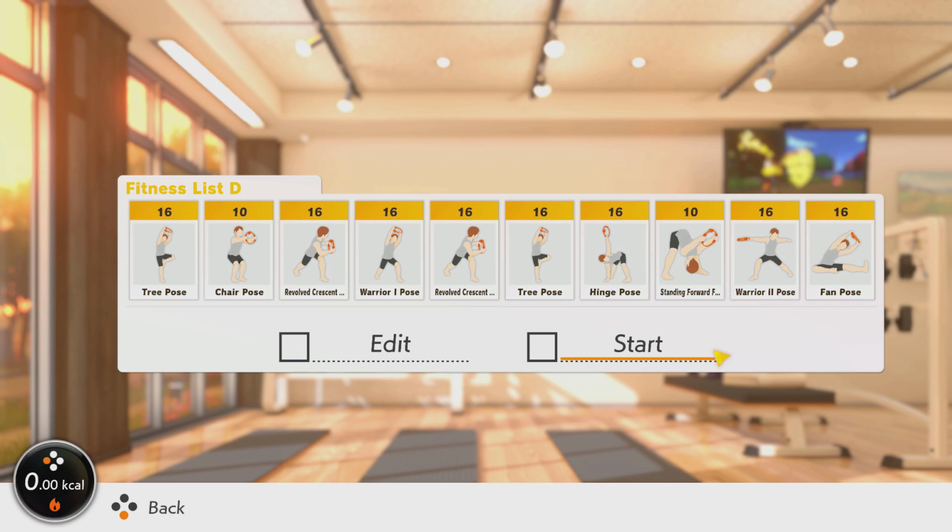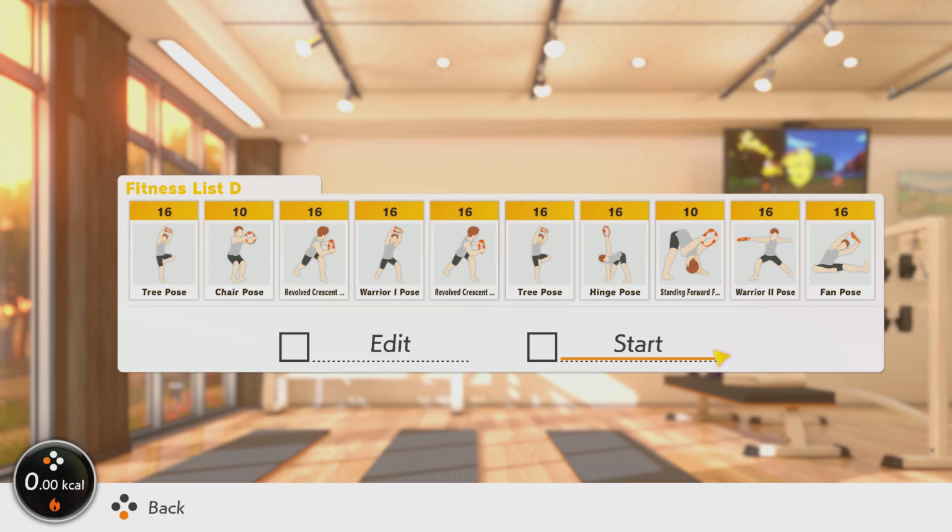Next is revolved crescent lunge pose, which lets us shift our legs and stretch the lats and back in general with the revolved movement. This is a good move to practice that steady, slow breathing with. Now, warrior one pose gets us bending to the side and stretching at the sides as well before we repeat revolved crescent lunge pose. Once we've performed that, we repeat tree pose again for more stability training for the feet.